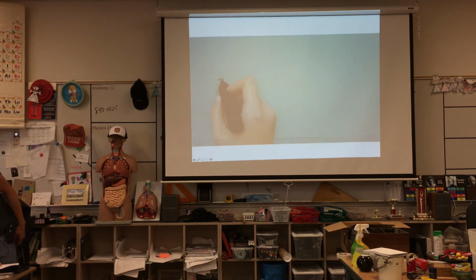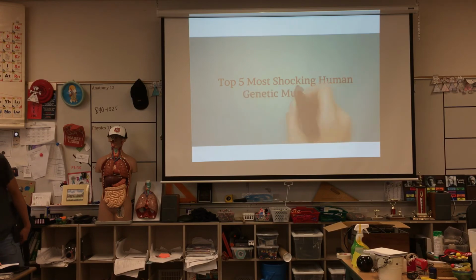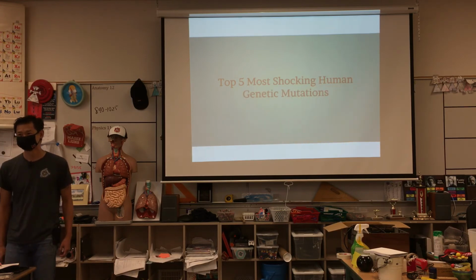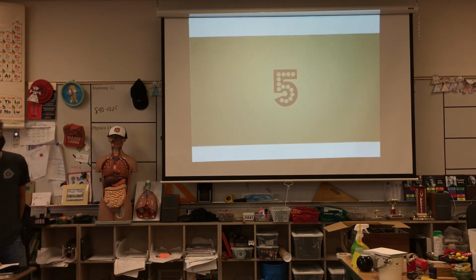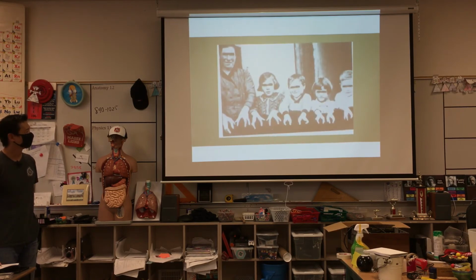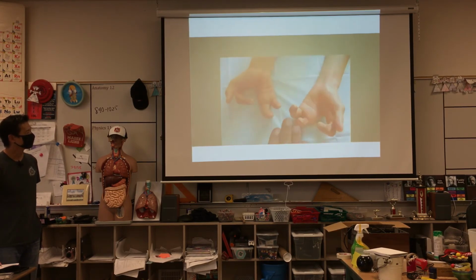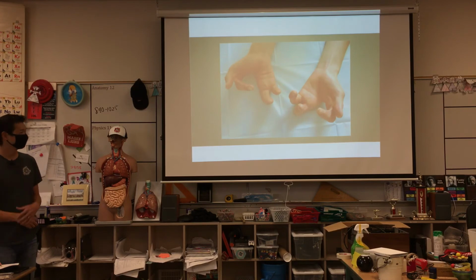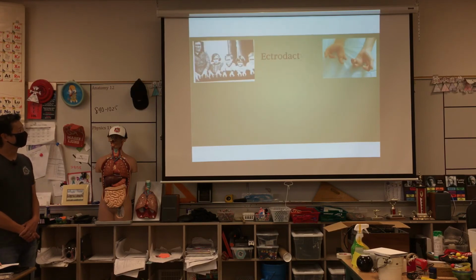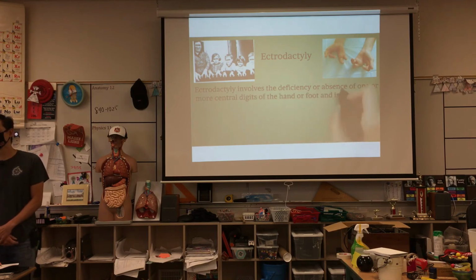Okay, let's take a look at some of the scary, well, they're not, but here are a group of the top 5 most shocking human genetic mutations. So you got the claw hands. Dactyl means fingers or digits.